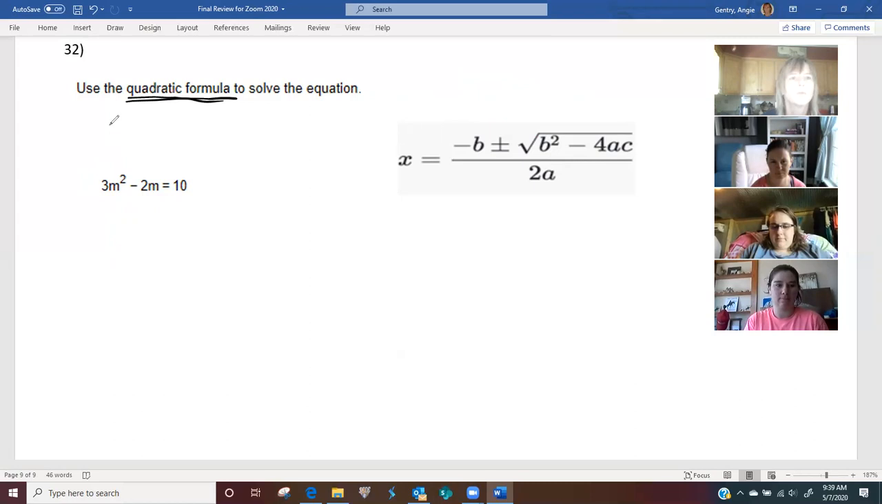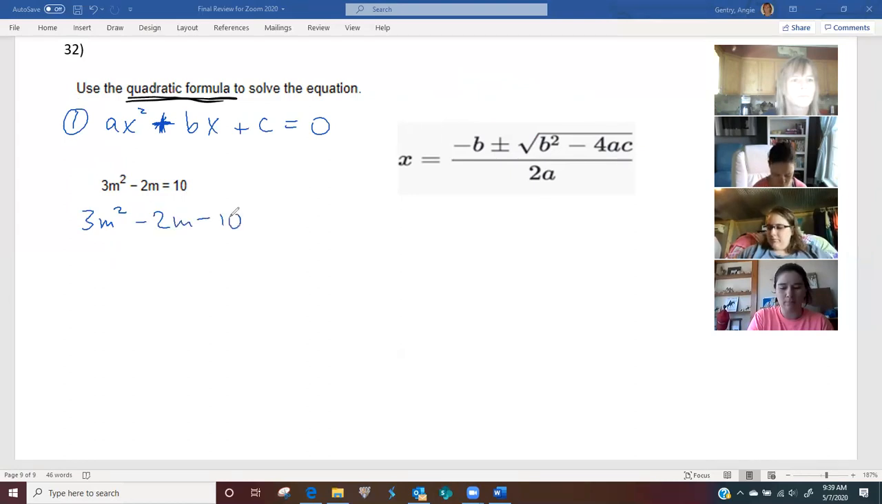So quadratic formula, you need first standard form. Whoops. Yes? So do not plug in A is 3, B is -2, and so on. And then we say A is 3, B is -2, and C is -10.